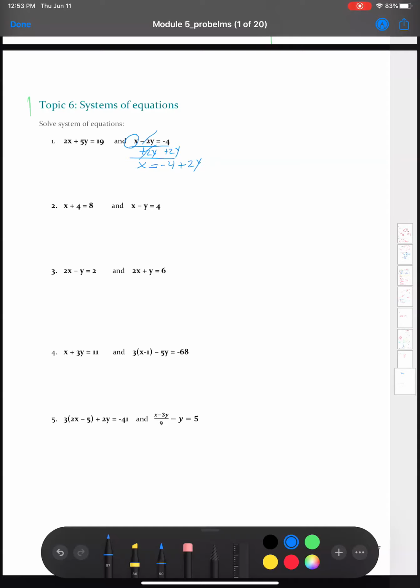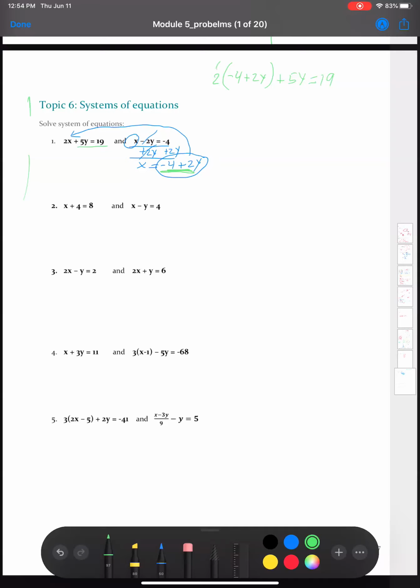Okay, so we're saying that x is equal to all of this right here. So that means we're going to substitute that for this x right here. Okay, so let's do that. I'm going to do the work up here because it's not going to fit in this small space, and I suggest that you guys do this on a separate sheet of paper and then just take pictures of your work, all right? So 2 times x, and we said that x is this thing right here, so -4 plus 2y, okay? And then I'm going to copy over the rest of this equation. Plus 5y equals 19.